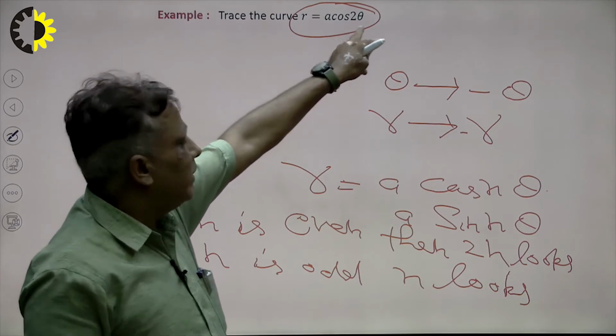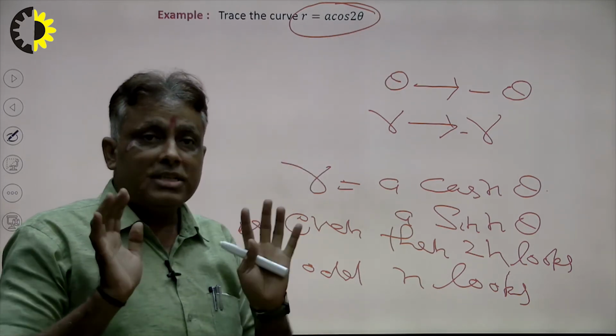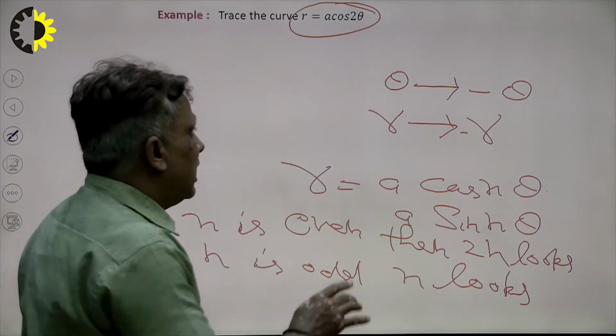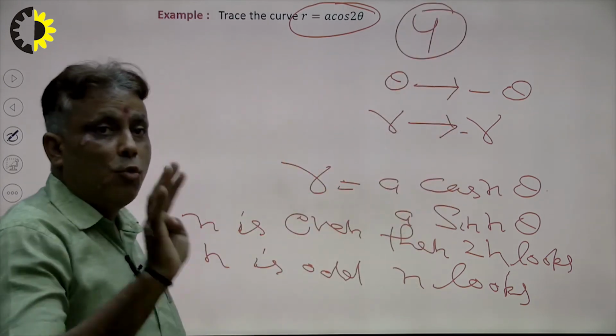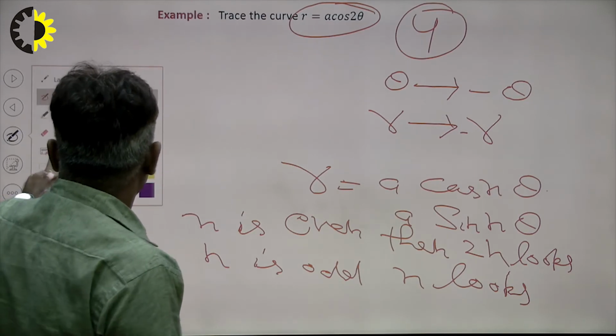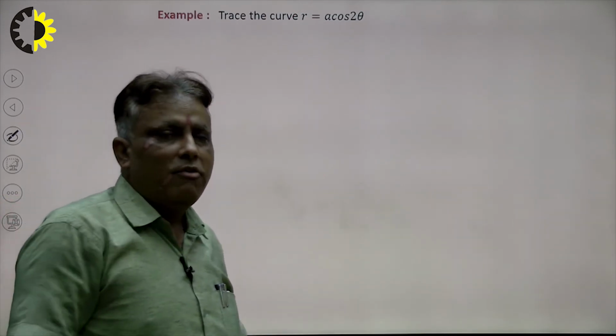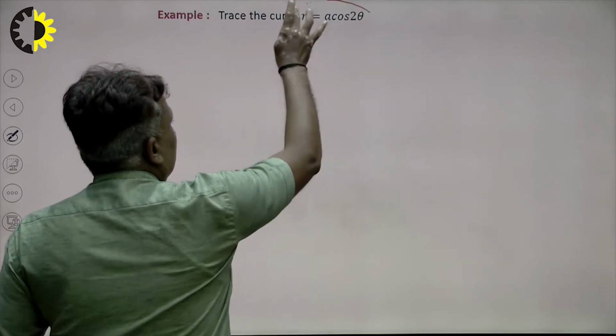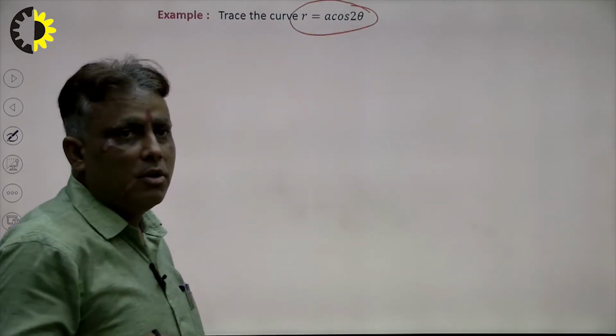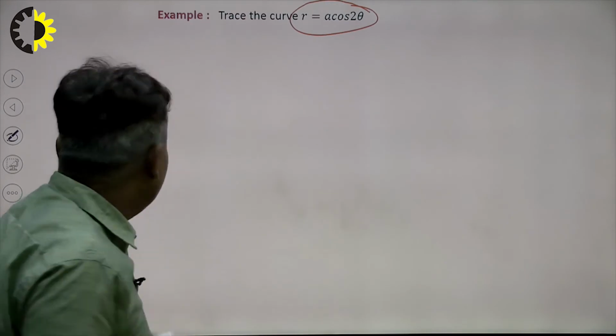So r is equal to a cos 2 theta, and 2 is an even number, so that means 4 loops exist in this curve. In this curve 4 loops exist, meaning closed curves. Student, listen very carefully when we solve the problem. First of all we consider it by the general form. So this curve contains 4 loops. Where are the 4 loops? I explain one by one here.